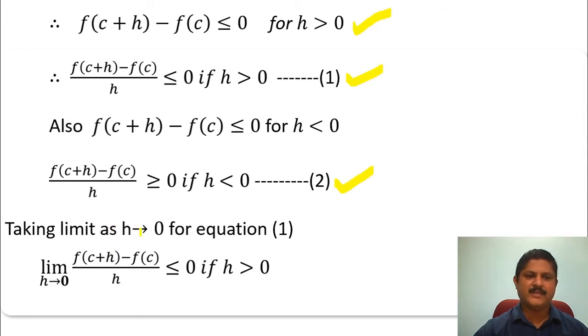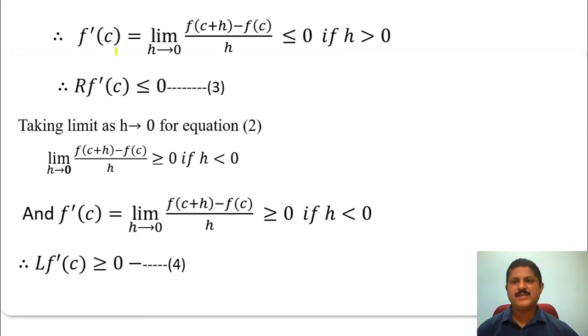Taking the limit as h tends to 0 for equation 1, we get the limit as h tends to 0 of f of c plus h minus f of c divided by h is less than or equal to 0 if h is greater than 0. Therefore, f dash of c equals the limit as h tends to 0 of f of c plus h minus f of c divided by h, which is less than or equal to 0 if h is greater than 0, which is nothing but f dash of c is less than or equal to 0. Call it equation number 3.